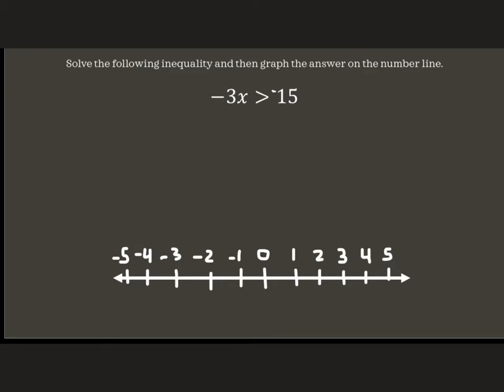All right, this next one, your answer or your problem is correct. Mine is wrong on my screen. I just need to add that negative in front of that 15. So your problem should read negative 3x is greater than negative 15.